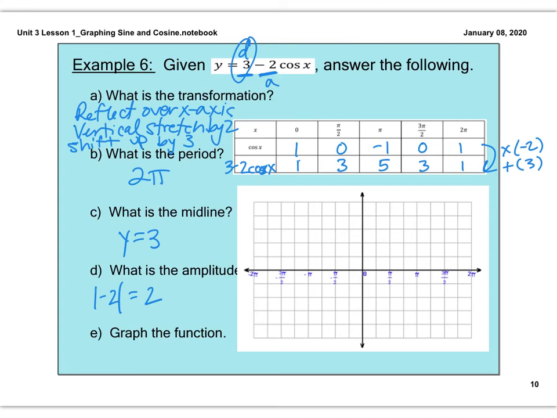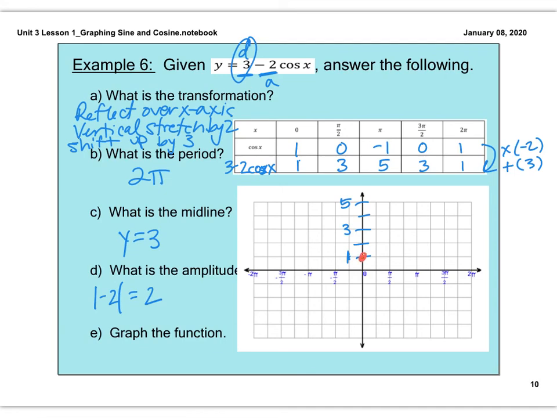So as I think about how I want to label my y-axis, I have to get up to a 5 at some point. And so I'm going to count by ones. Okay, so let's try to graph this. I'm going to go ahead and graph at 0 radians. My value is 1. So that's going to be here.